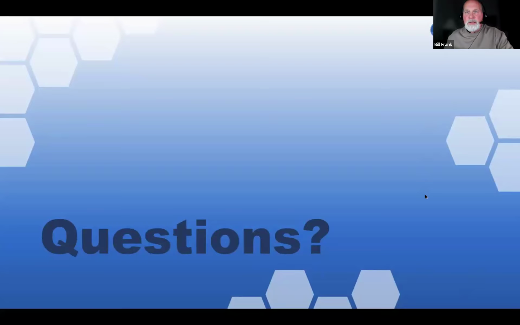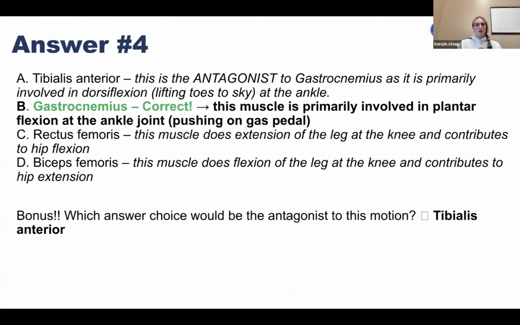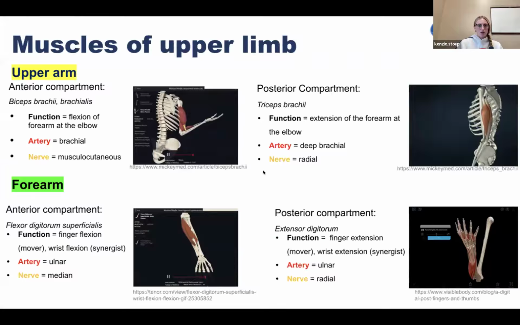Do the muscles in the posterior compartment always associate with extension movement, or can it vary? In the upper arm, yes. Here you can see this is extension of the elbow, and here extension of the forearm. But in the leg, it's a little bit different. Your hamstrings are considered the posterior compartment, and they're going to be flexion, just based on the way your knee is oriented.